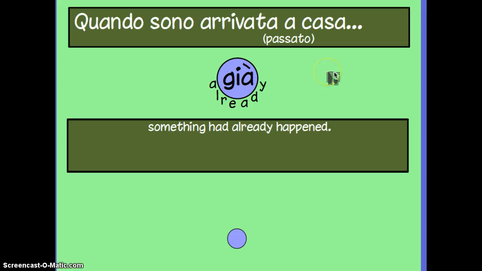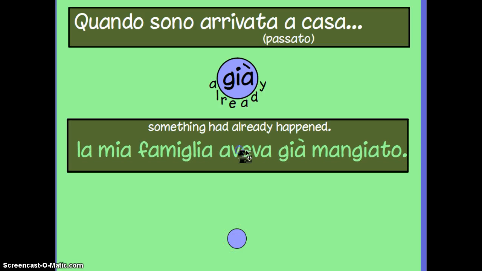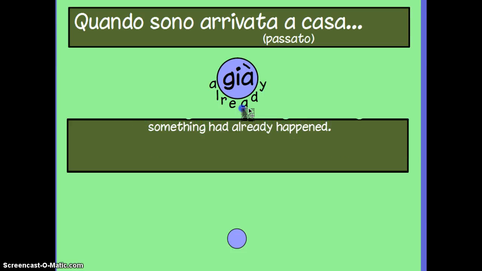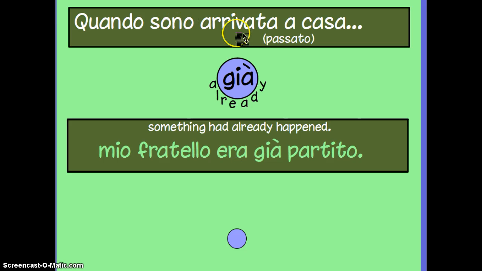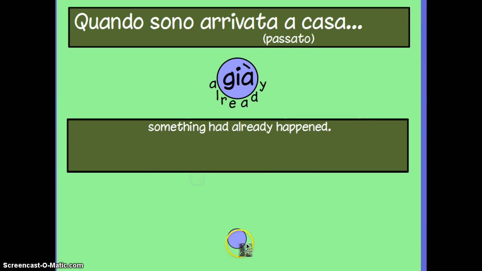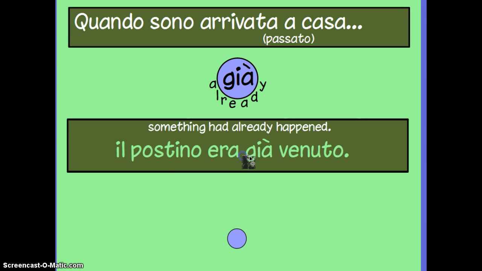Okay, so we have some examples here. Once again, già, already. That's a very important word you should know by now. So, my base is quando sono arrivata a casa. That is my passato. When I arrived home, different things could have happened. I could say la mia famiglia aveva già mangiato. My family had already eaten. Okay? I could say mio fratello era già partito. When I arrived home, my brother had already left. Or I could also say il postino era già venuto. So the postman had already come.